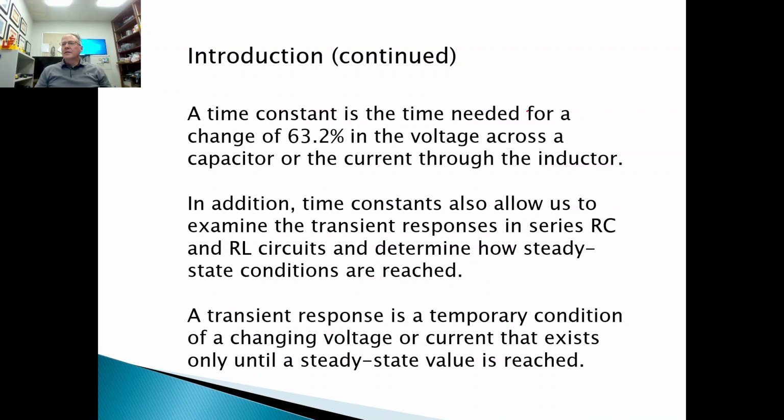Now, a time constant is the time needed for a change of 63.2% in the voltage across the capacitor or the current through the inductor. Because remember, with capacitors we're talking about voltage, with inductors we're talking about current. Now in addition, the time constants also allow us to examine the transient response in series RC and RL circuits and determine how steady state conditions are reached. So the transient response is a temporary condition of a changing voltage or current that exists only until a steady state value is reached.